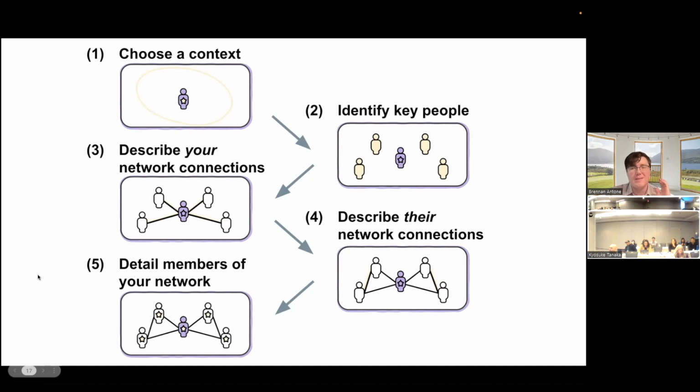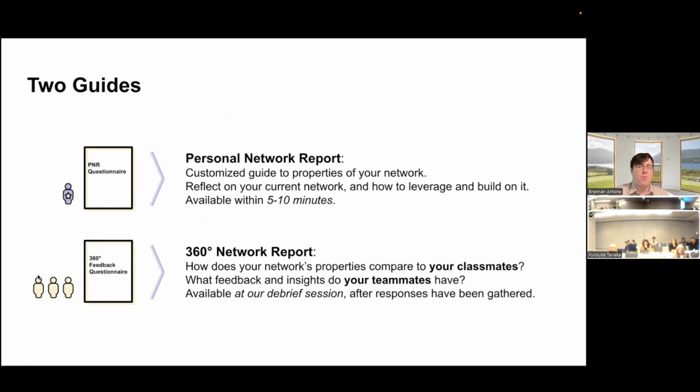So they've sat down and filled out the questionnaire. What comes next? We provide them with 2 different guides. The first is the personal network report, which is what I demoed a sample of. It's a customized guide to their network, comparing their network to the average scores of different groups from all the people who have completed the questionnaire in the past. That's something we have automated, so they get that report within 5 to 10 minutes, sent over email right away.